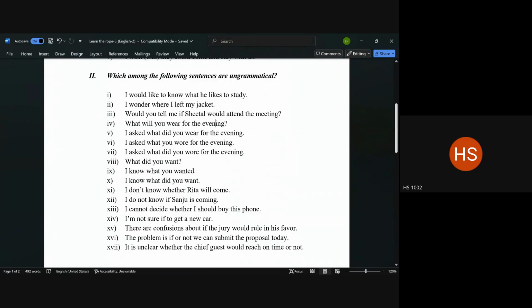And more importantly, you already have if, right, which is a subordinating conjunction. If you use that, again, two of them together we cannot use in a sentence. It has to be either if or that. But because that is grammatically incorrect here, if is more suitable, right? Would you tell me if Sheetal would attend the meeting?